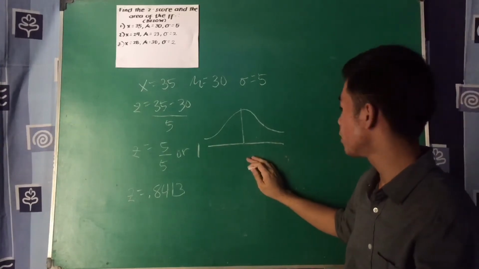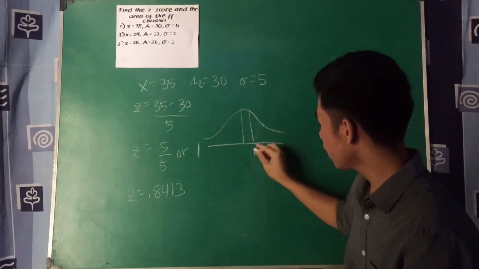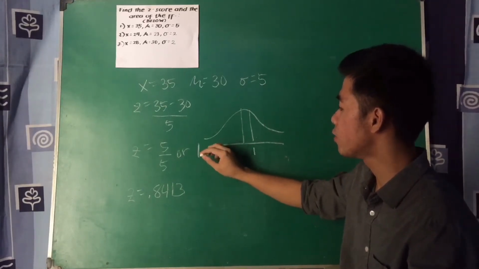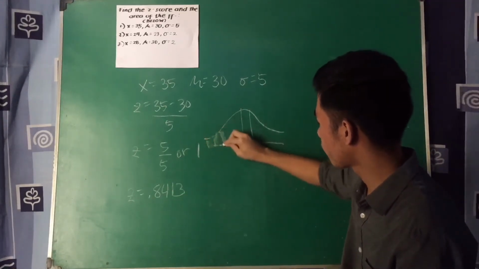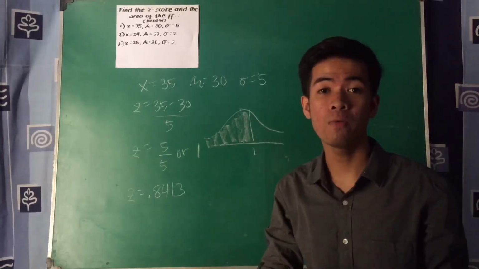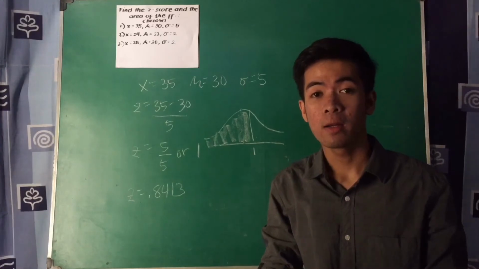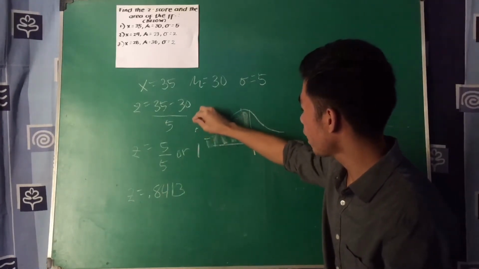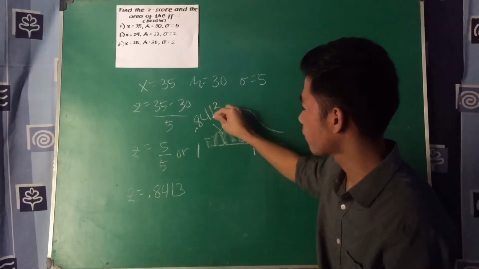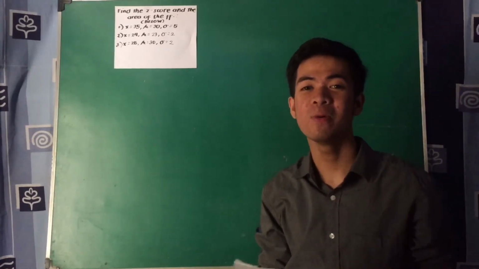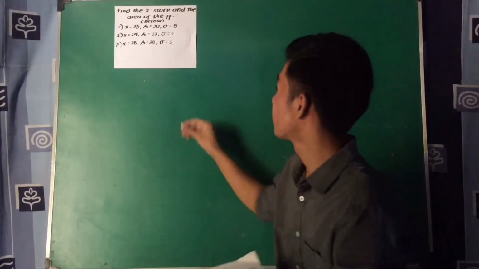locate the specific position of 1, and shade the below area since we are looking for the below area of the value 1. Since we are looking for the below value of 1, the area should remain the same, which is 0.8413. Do you get the right answer on item number 1? If you do, let's proceed to item number 2.